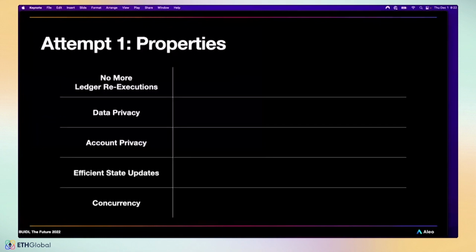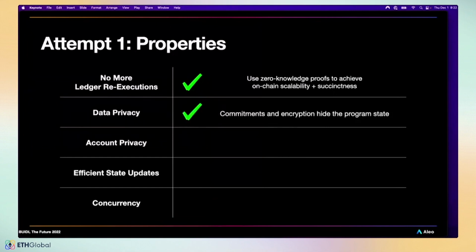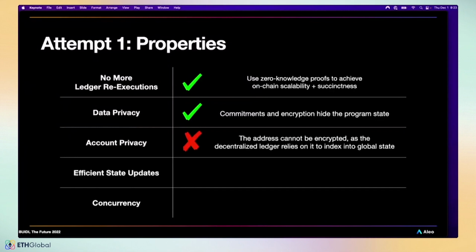But let's just review some of the properties it gives us. First of all, we did solve ledger re-executions. Because we're computing state transitions in a zero-knowledge proof off-chain, the network only needs to verify the correctness of the zero-knowledge proof, which is very quick. We have data privacy. We're encrypting data on the chain itself.